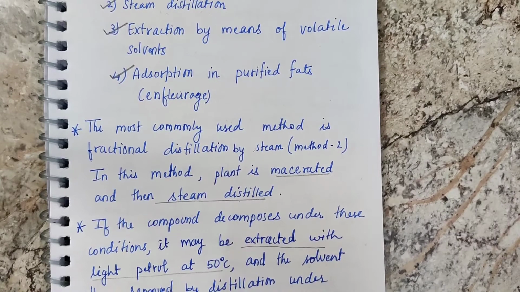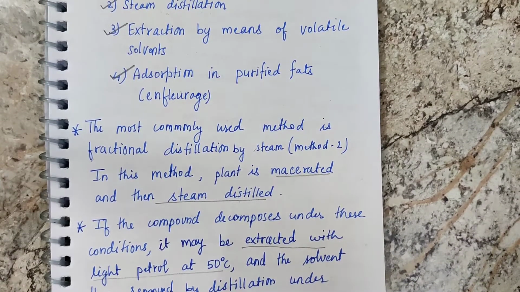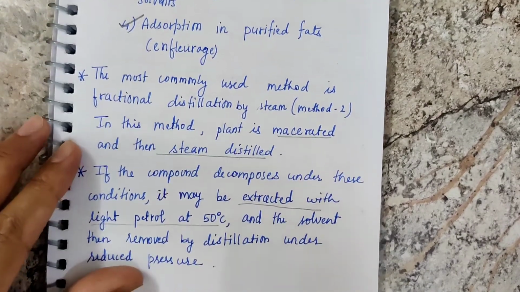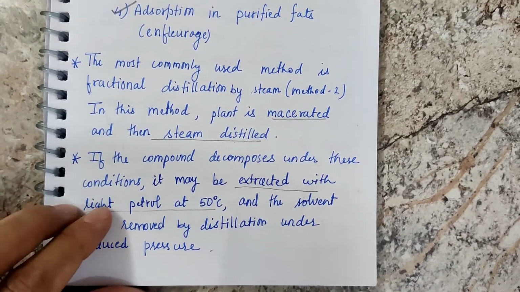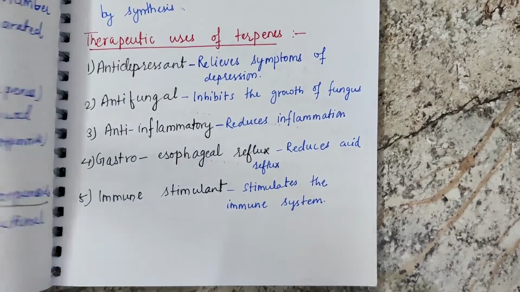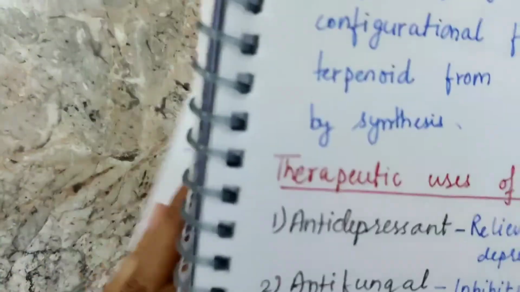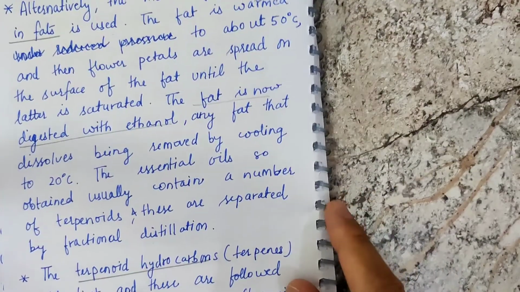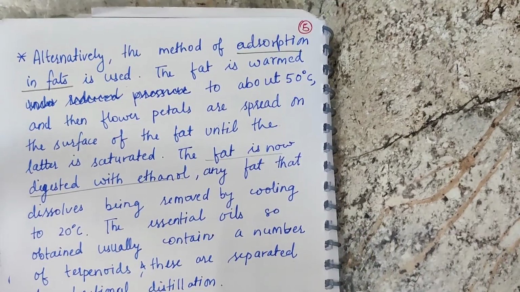So the petrol gets evaporated, that can be condensed and obtained in a separate container, and in your parent container you will have your compound, you will have your terpenoid. There may be some impurities that you will have to purify, but the process is extracting using a volatile solvent.